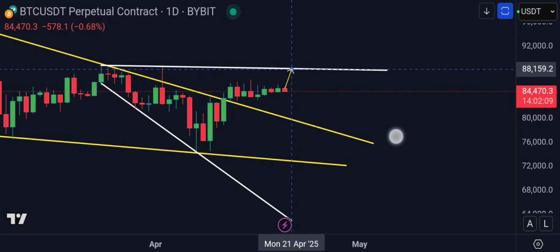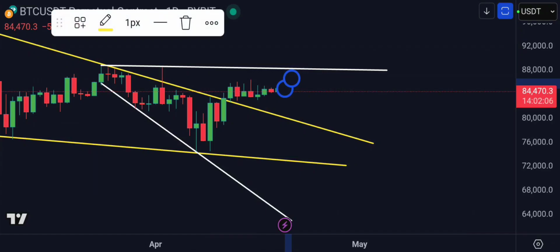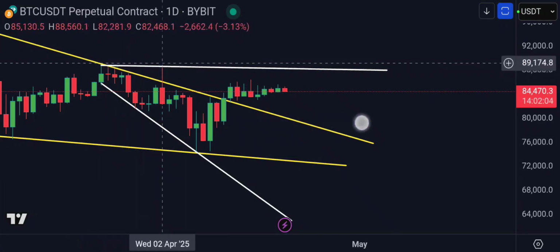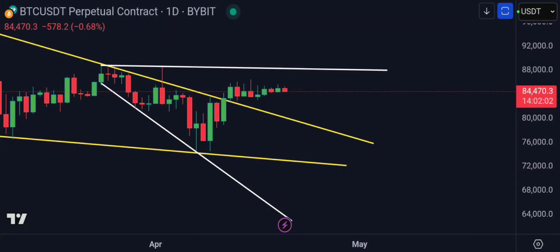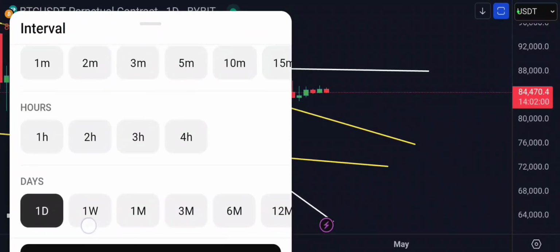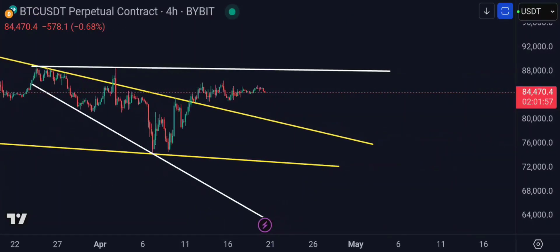So on that case now, we had this pattern right about here, a very simple pattern, the right-angled descending broadening wedge, which we've gotten ourselves a touch. Let's go over to the 4 hours to view this much more clearly.